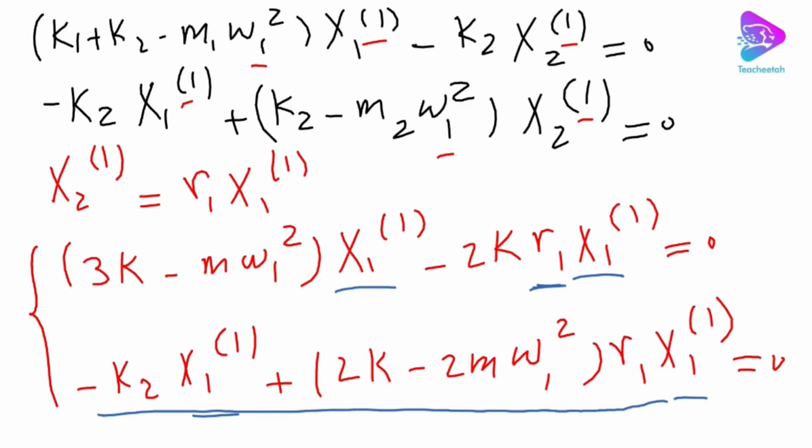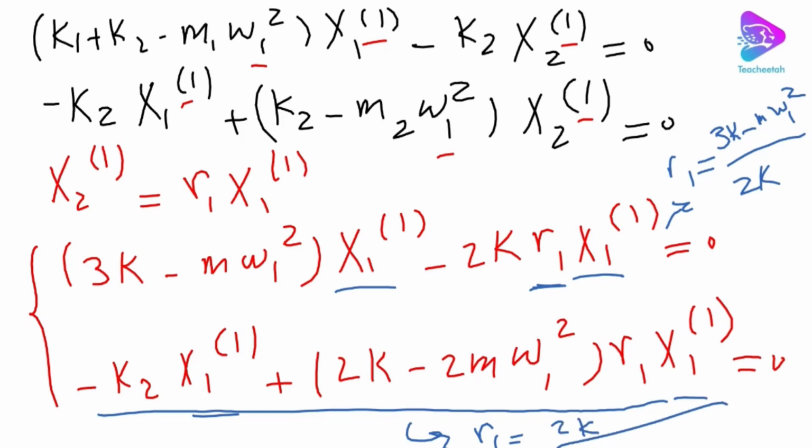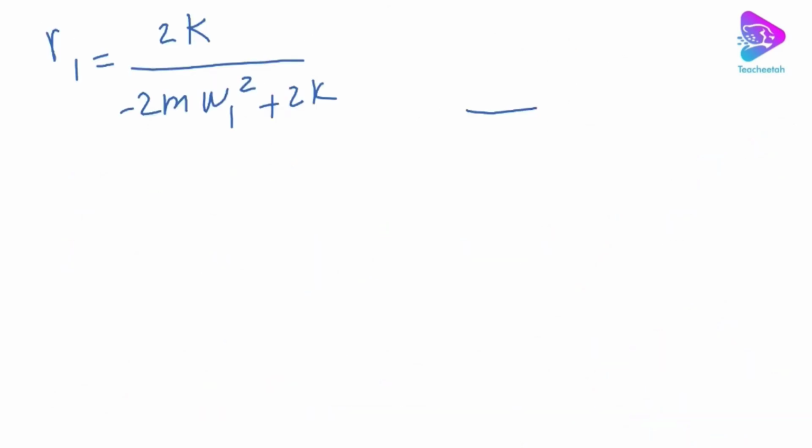If I use the top equation from here, R1 is equal to 3k minus m omega 1 squared divided by 2k. This one gives me R1 equal to 2k divided by 2k minus 2m omega 1. Doesn't matter, both equations will be equal at the end of the day, right? So this is one, and we could repeat that for R2.